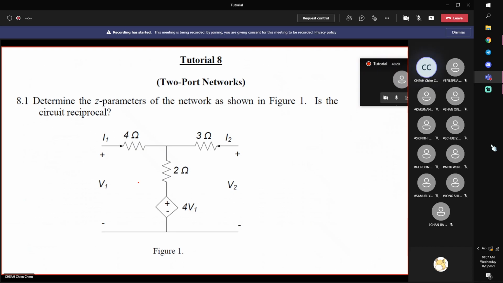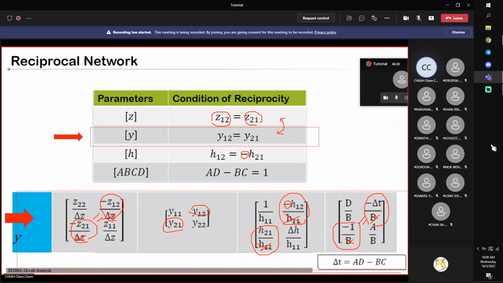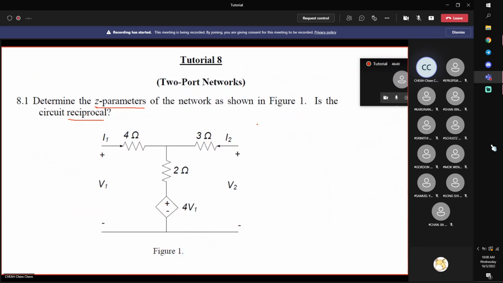Okay, so we have gone through some of the basic concepts which are required for tutorial 8. In particular, you can see that we need to model these circuits in Z parameters form and check whether it is reciprocal or not, right? Which means that you need to check whether Z12 is equal to Z21, after you get the Z parameters.